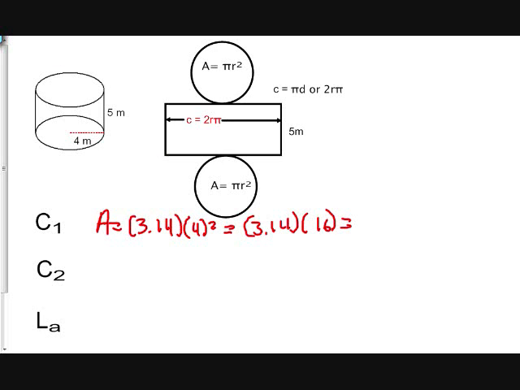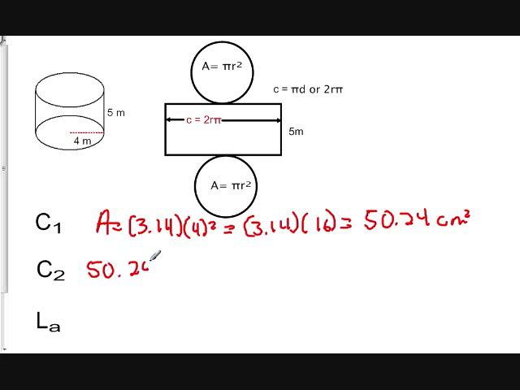I will pause the video while you multiply 3.14 times 16. So if you've done your math correctly, then you should have gotten 50.24 inches, or centimeters in this case, squared. Okay, so we know that the 2 areas are congruent. This circle is exactly the same as this circle, so we don't really need to figure this out again.